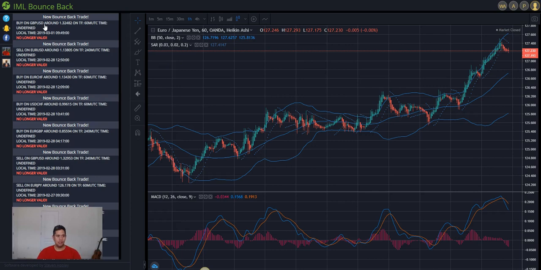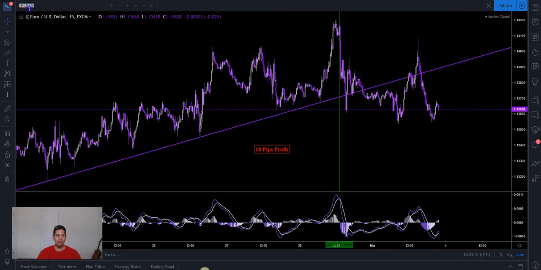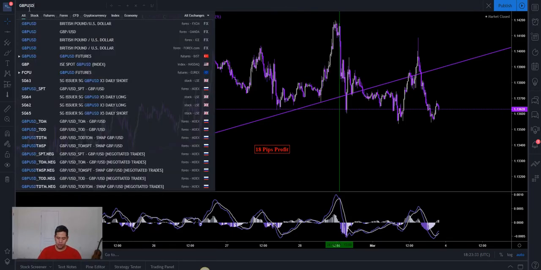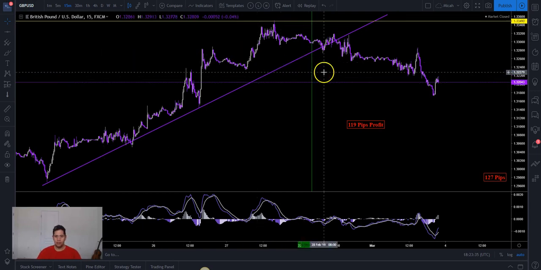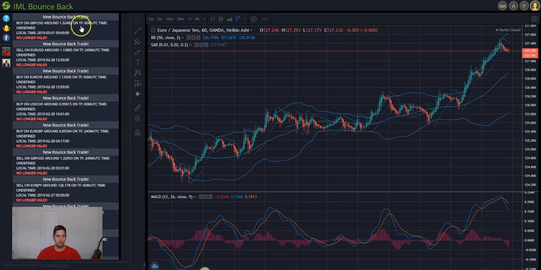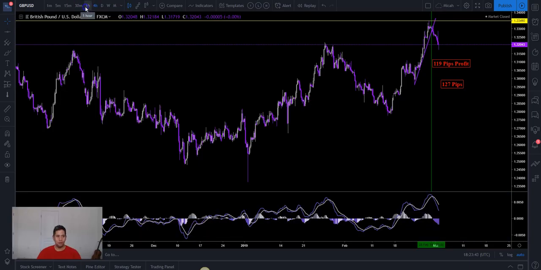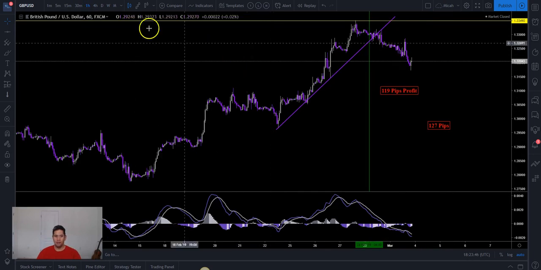GBP USD for a buy. So as you can see, before it was for a sell, right? On the first, it called it for a buy. So GBP USD for a buy on the 1-hour time frame at 9:49. The 1-hour time frame.